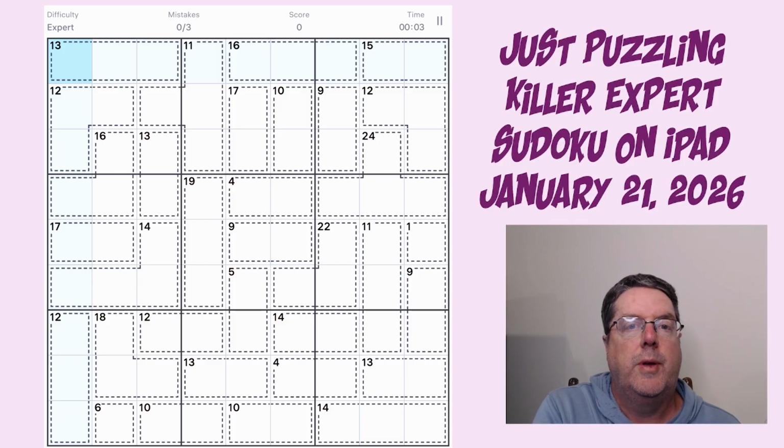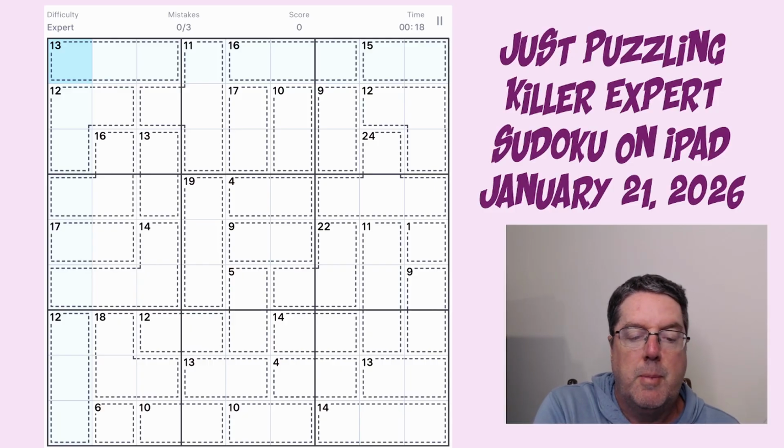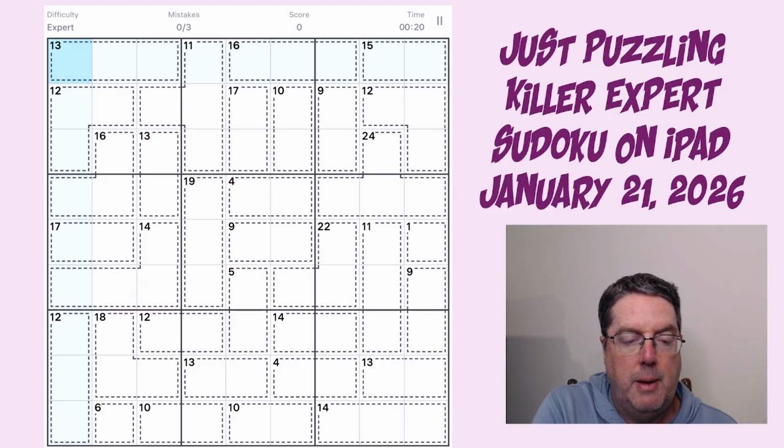Thank you for joining me for this Killer Sudoku. I'm going to do this at the expert level on my iPad. I'll go through the rules of Sudoku, then how the cage is affected to create a Killer Sudoku, and then I'll tell you a little piece of information that helps me solve the puzzle, and then we'll get into it.